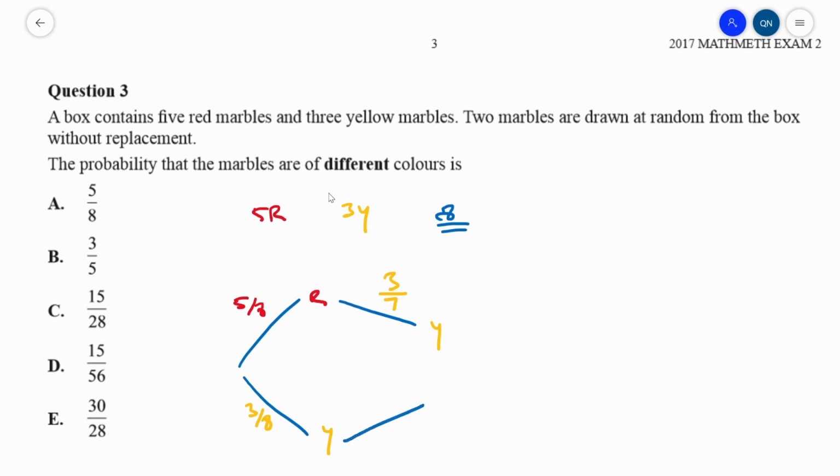And how about from the yellow branch? Well, you only care about picking the red as your next one. How many marbles are remaining? There are 7 marbles remaining. And how many of them are red? Well, there's still going to be 5 red.